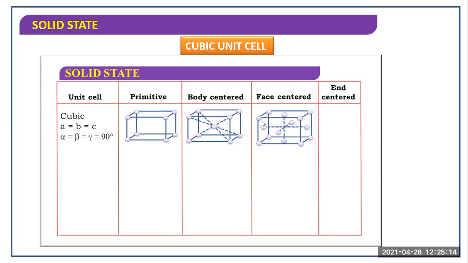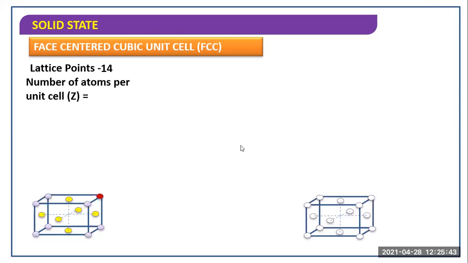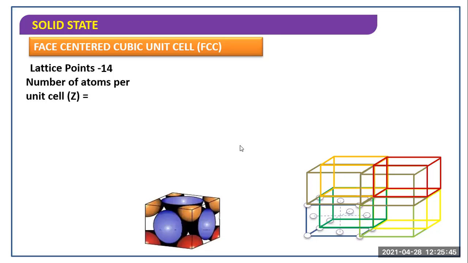For face center cube, there are a total of 4 atoms in this cube, because from the 8 corners there is only one atom, and from the 6 faces there is half an atom each. So from the 6 faces there are 3 atoms, and from the 8 corners there is one atom. So total 4 atoms for face center cube. So this is the face center cube.